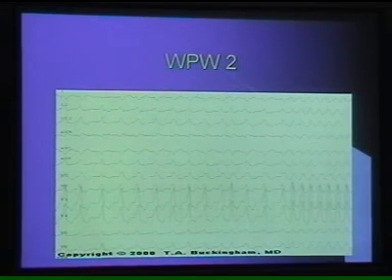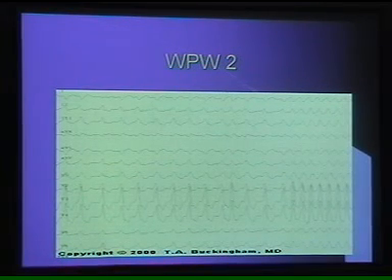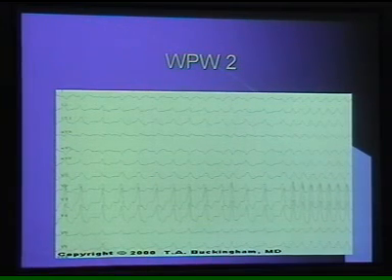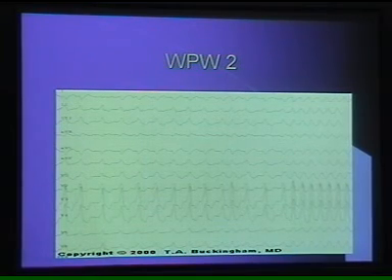And this makes it difficult to distinguish ventricular tachycardia from supraventricular tachycardia unless we have previously known that the person has these delta waves present and a Wolff-Parkinson-White syndrome type of abnormality. Next one.